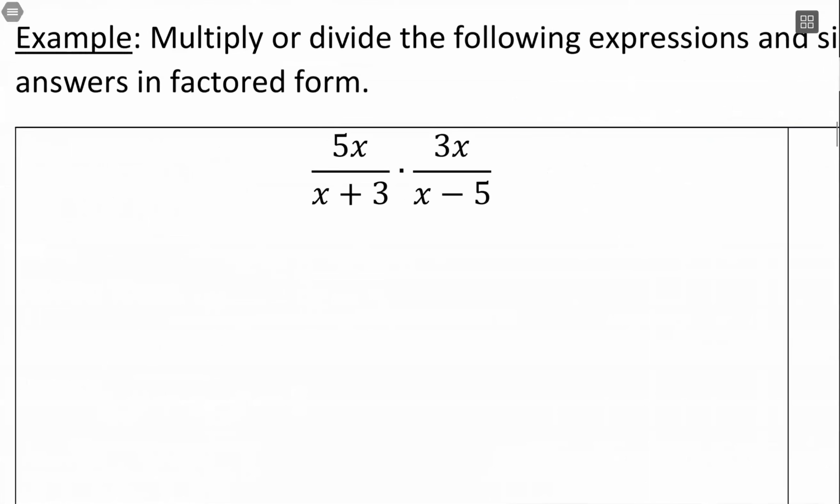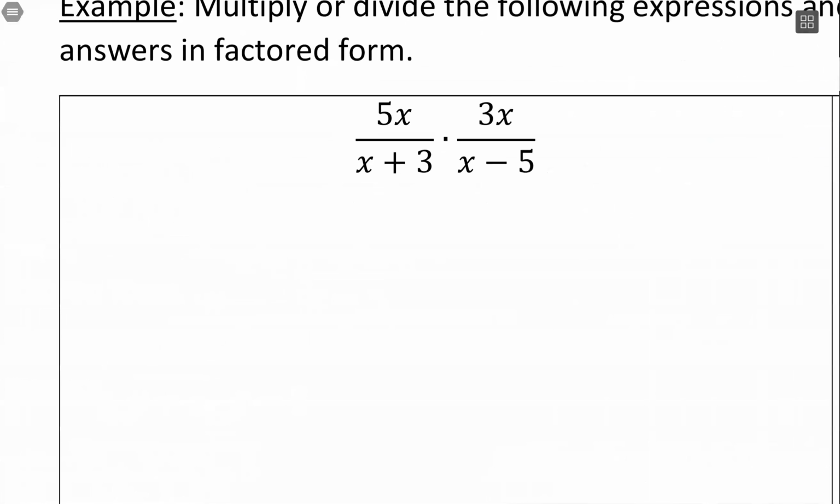All right, so let's try this out. So my first step with these will be to factor anything that I can. So I'm looking in 4 spots. I'm looking at the numerators, looking at the denominators. So this is all completely factored. So I don't need to do anything there.